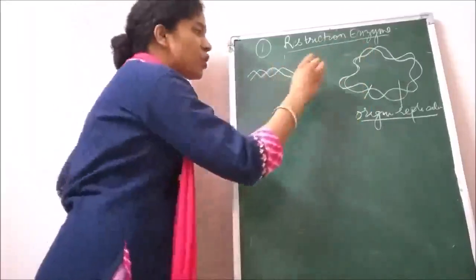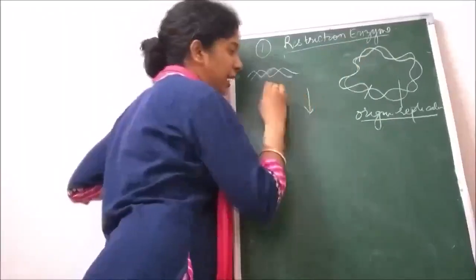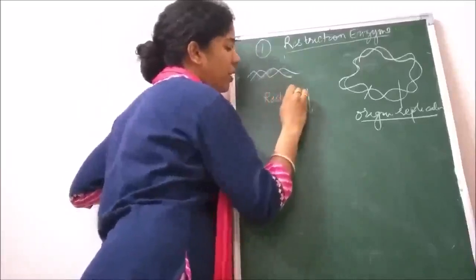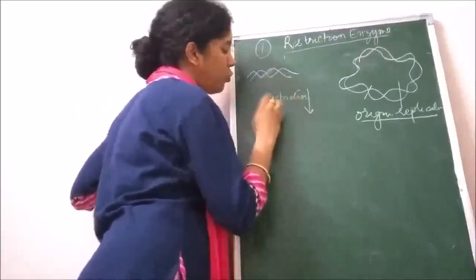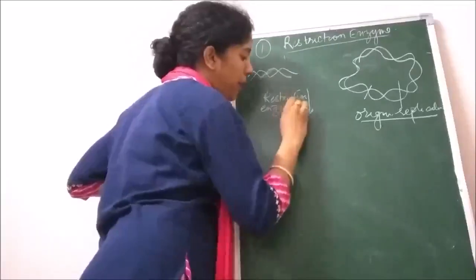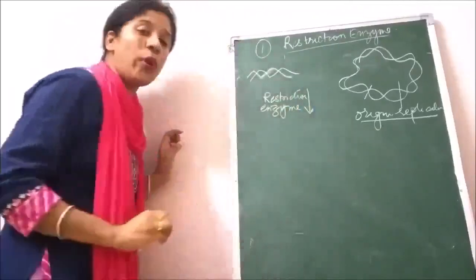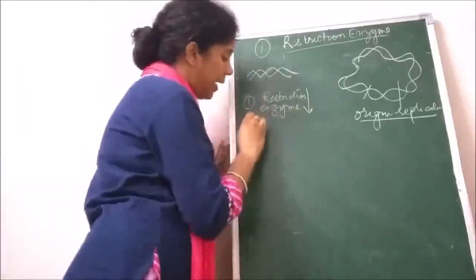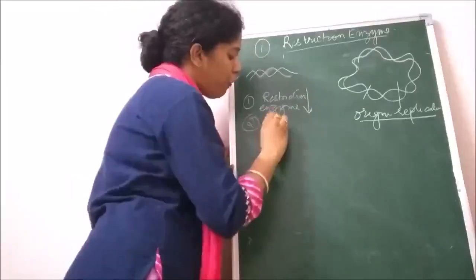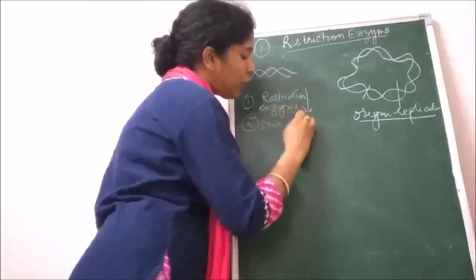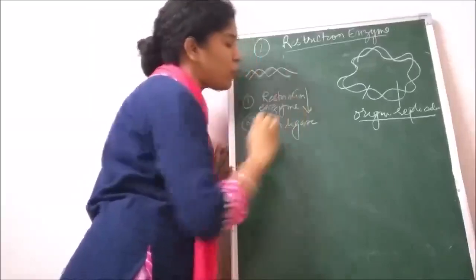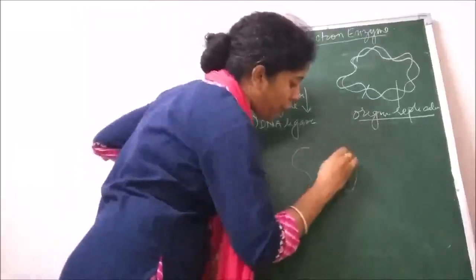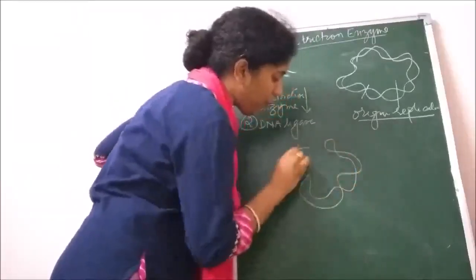So we digest both of them with the restriction enzyme, as I have told you. Both of them are going to be digested by the restriction enzyme, producing complementary sticky ends, and they are going to be sealed together with the enzyme called DNA ligase, which forms the phosphodiester bond between the two ends or the cuts produced by the restriction enzyme, leading to the formation of a recombinant DNA molecule.